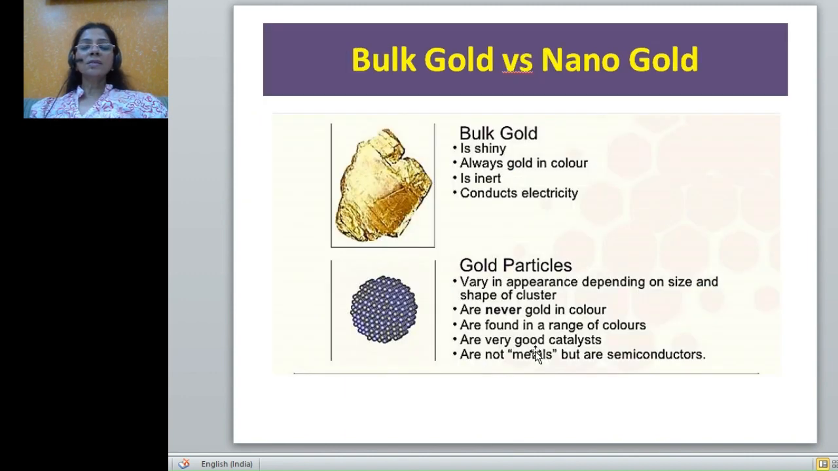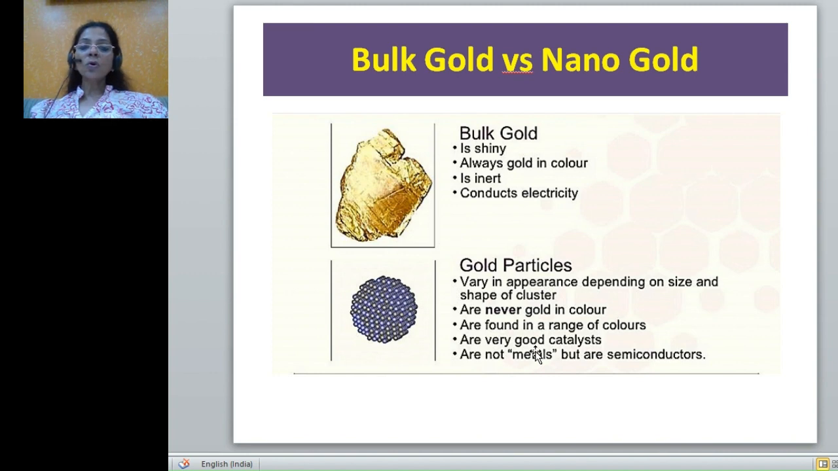So let us understand what is the major difference between the bulk gold and the nano gold. Bulk gold, we all know, is a shiny metal. It is always bright or golden yellow in color, is inert to many chemical reactions, and it is a very good conductor of electricity.